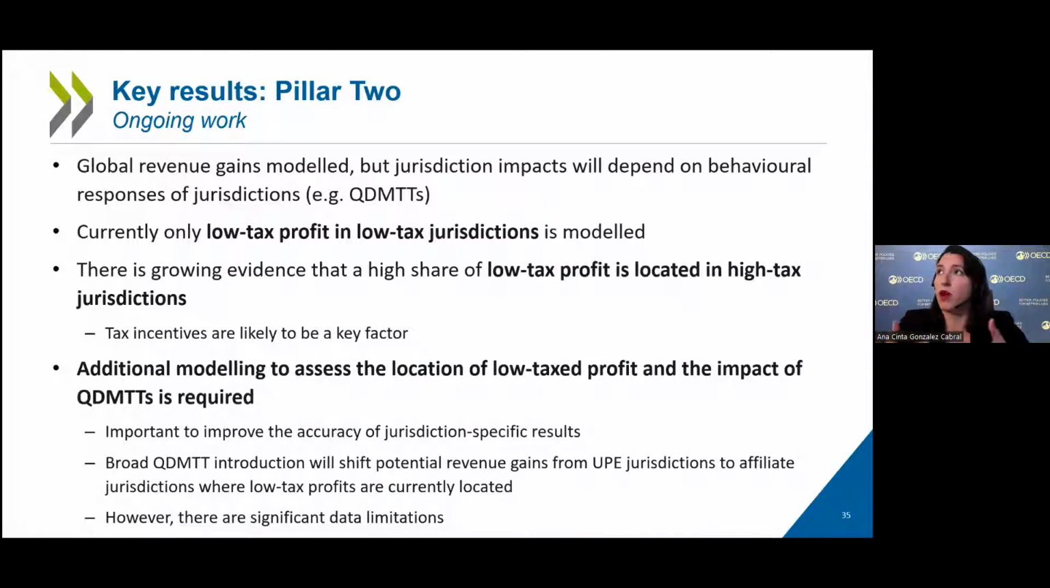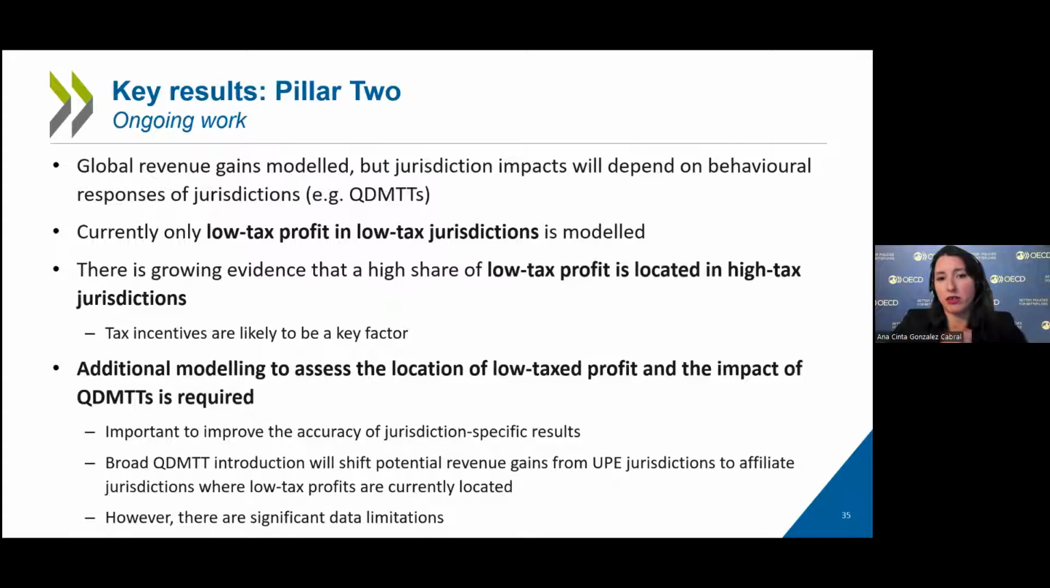And if one wants to think about reasons why there might be pockets of low tax profits in high tax jurisdictions, one can think of, for instance, the presence of tax incentives. So jurisdictions that have, for instance, intellectual property regimes might be on average high tax. We might be looking at an effective tax rate above 15%, but actually if we were to look at specific MNEs, there might be pockets of low tax profit that would be subject to Pillar 2.